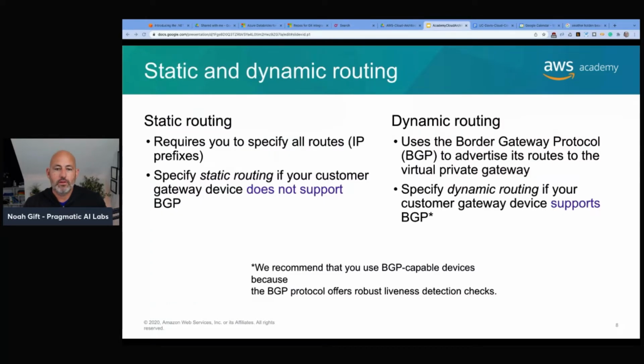There are a couple different ways you can do this. You can do static and dynamic routing. Static would mean that you would have to specify all the routes. Dynamic uses the Border Gateway Protocol, or BGP. And this is, I would say, probably what you would want to use, the BGP, because you essentially can just access everything on the network by using the VPN.